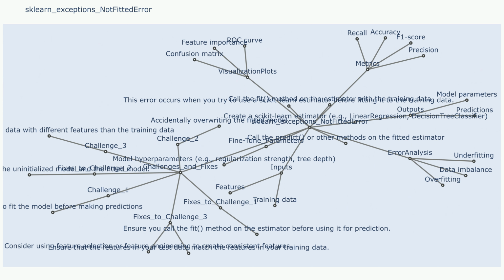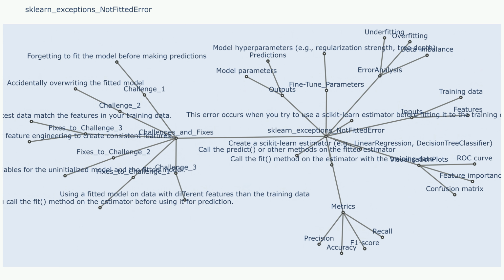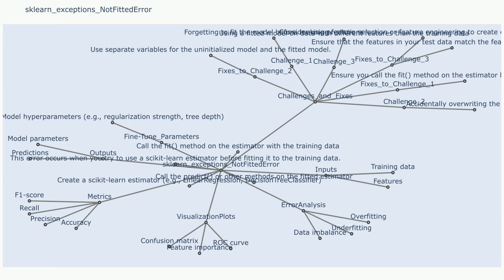Metrics: accuracy, for classification, a measure of the model's ability to correctly predict class labels. Mean squared error, for regression, a measure of the average squared difference between the model's predictions and the actual target values.